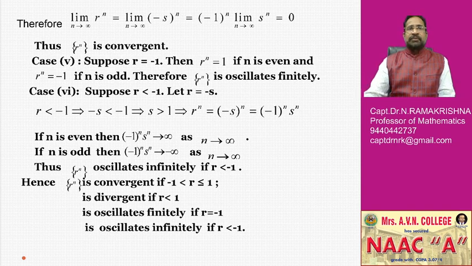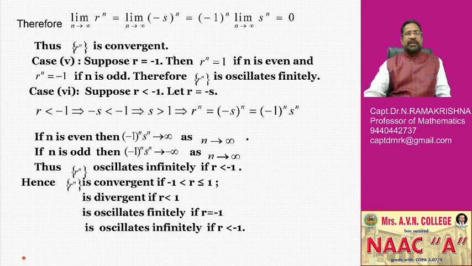Now case 5. If r is equal to minus 1, then r power of n is 1 if n is even, and r power of n is equal to minus 1 if n is odd. Therefore, r power of n oscillates finitely.